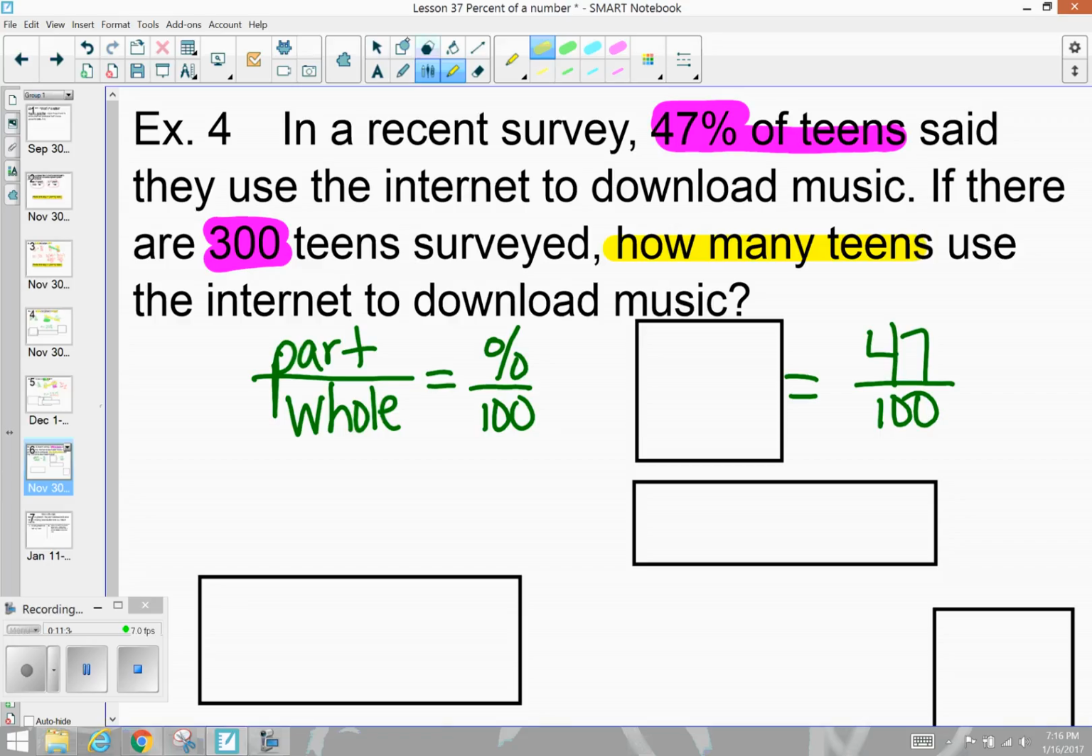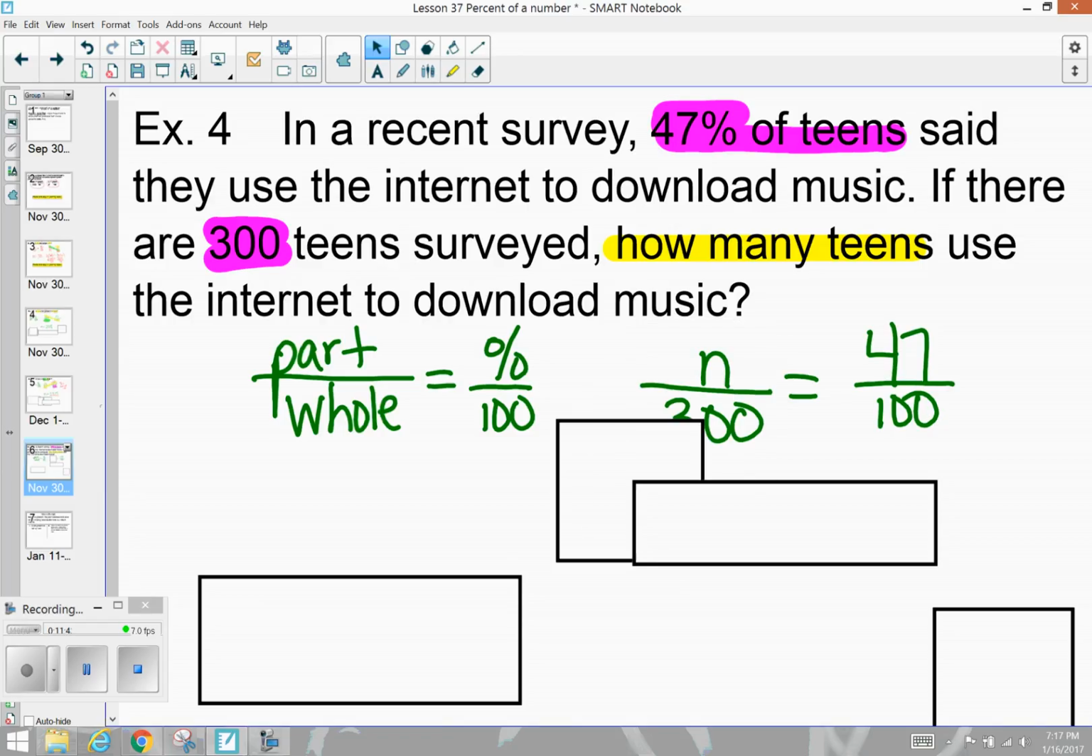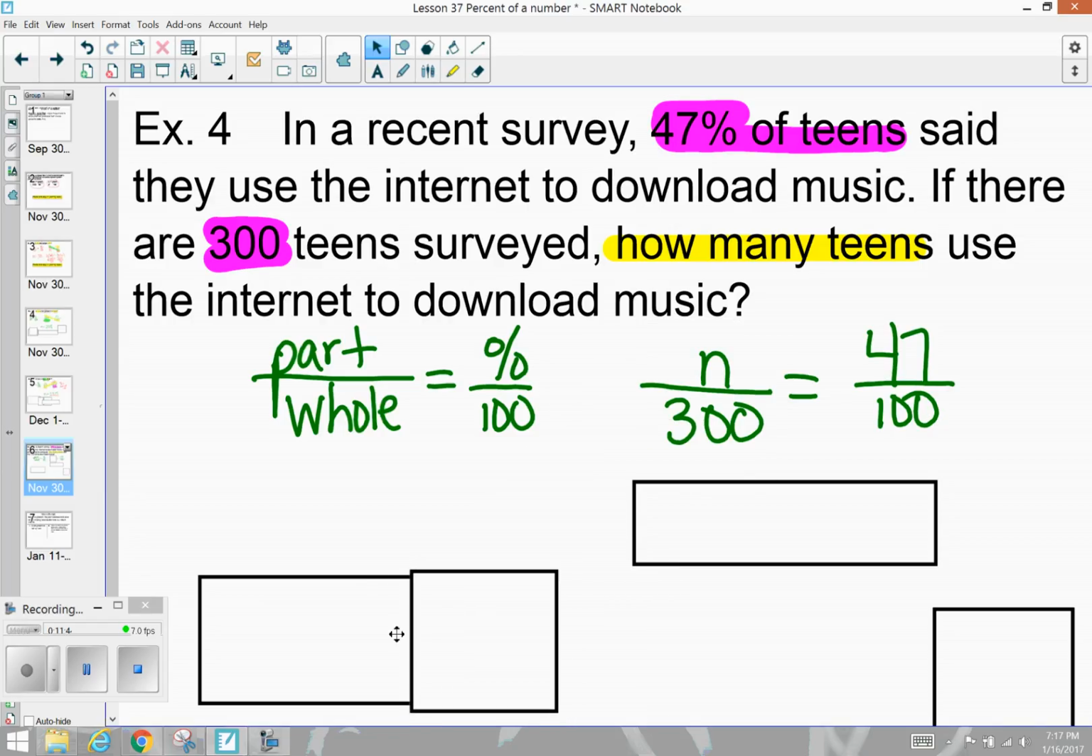Okay, so here we go. We don't know the part because that's our n. We do know the whole. That's the total number of kids who answered the survey. So it's going to be n out of 300 equals 47 out of 100. Go ahead and solve it. Pause the video and solve the problem, and then come back to check your answer.